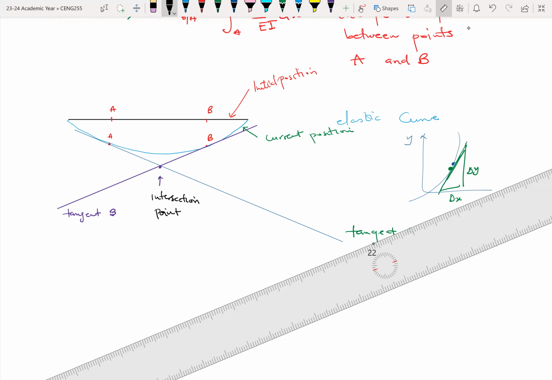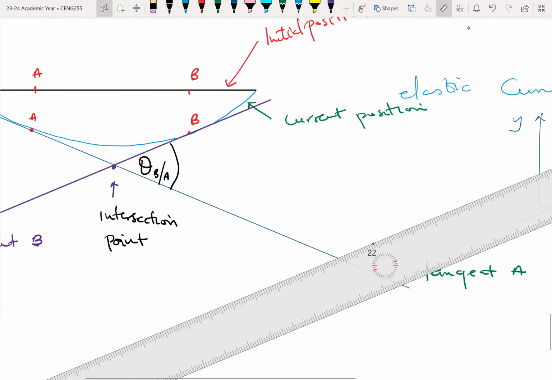So this angle that the two tangents make with respect to each other, this angle theta, let me make the curve bigger. This angle theta is the change in slope, or the change in angle, between theta B and theta A. This is how we write it.